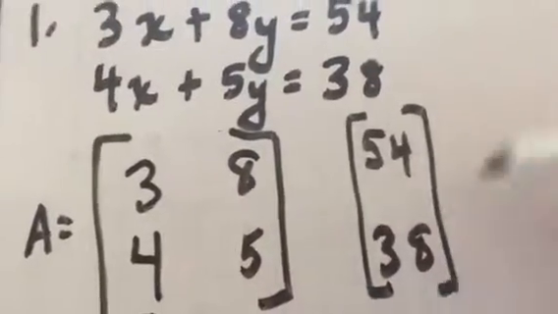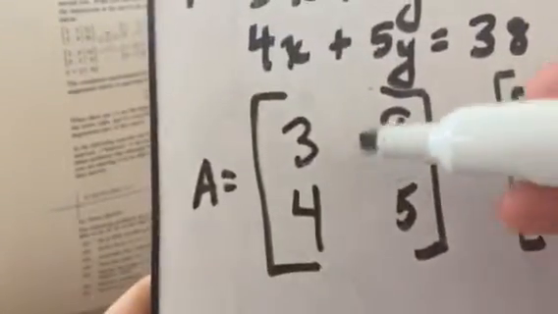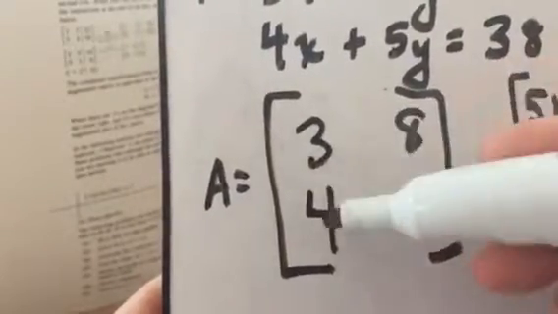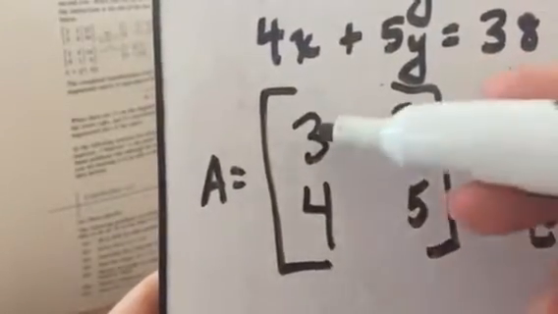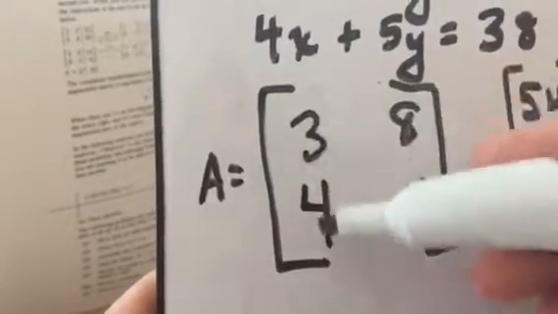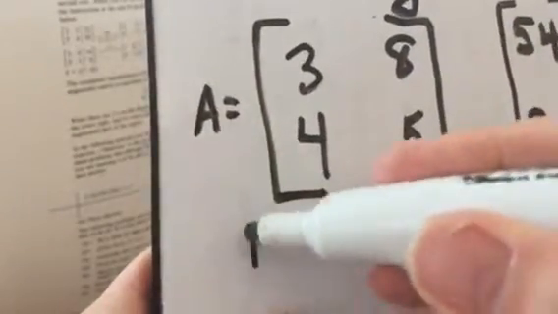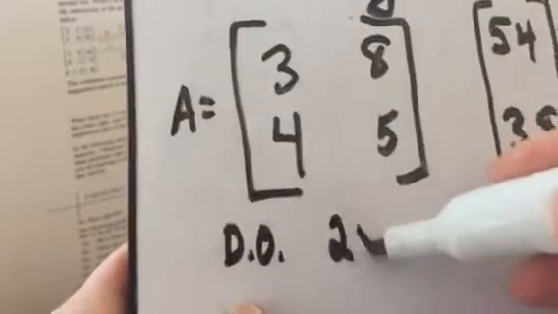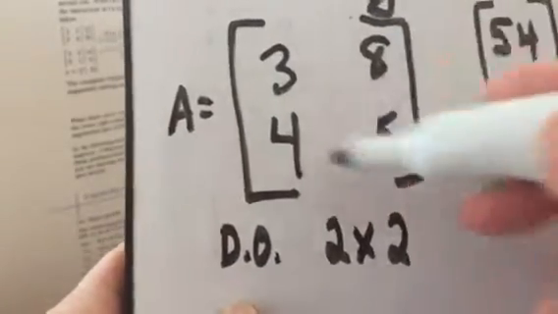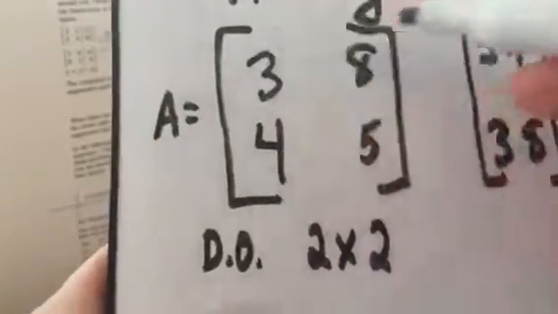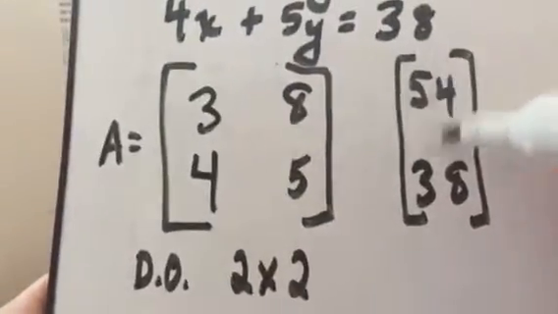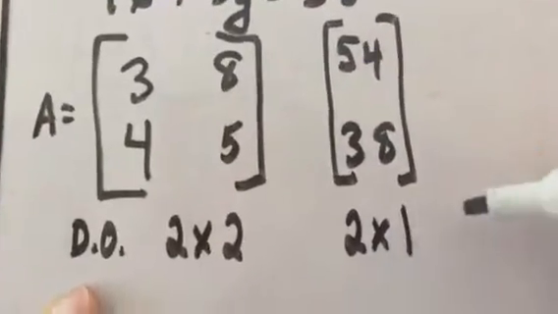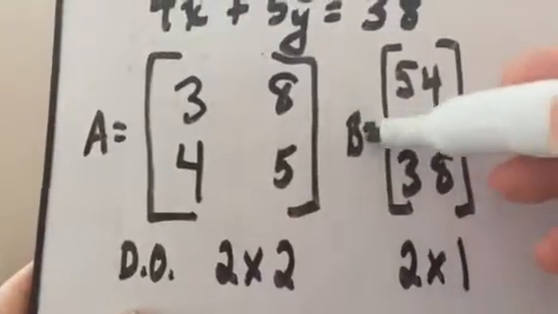Now very quickly, matrices are named by their down and over. Down is a column, over is a row. So this is row 3, 8, this is down 3, 4. So if you keep in mind DO, down over, this is a 2 by 2 matrix. You can tell it's a square, but it's 2 this way, 2 that way. This is down 2 and over just 1. So this is a 2 by 1 matrix. We're going to call this matrix B.